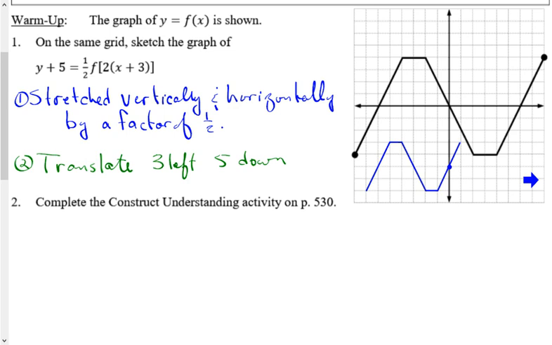I'm seeing lots of graphs that look good. We have a vertical stretch and horizontal stretch, both by a factor of a half. So we just get squished down vertically, horizontally, and then left 3, down 5. Any questions? No questions. Okay, if you haven't moved on from this, you can go on to the Check Your Understanding questions on page 530 in your workbook.